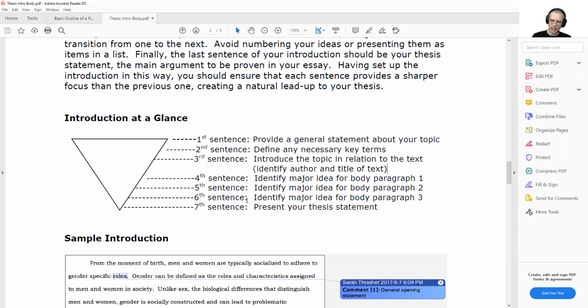In the next three sentences, you provide main ideas. These are like major supporting points or supporting arguments for your thesis statement. We'll talk more about main ideas when we discuss body paragraphs.